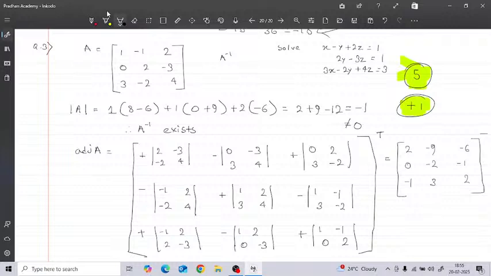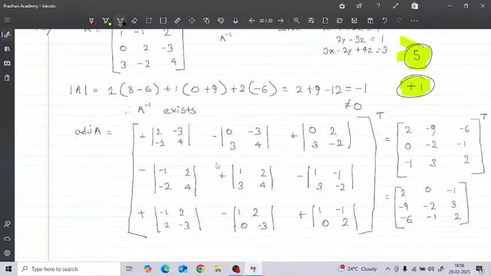Okay, so we have to take the transpose of this matrix. 2, minus 9, minus 6, 0, minus 2, minus 1, 3, 2. Okay, so that is my adjoint. Now I have to calculate the inverse of this matrix. So let's move to the next page.